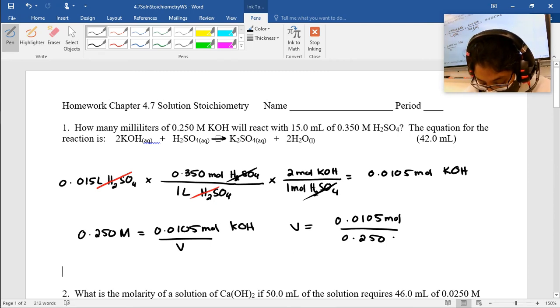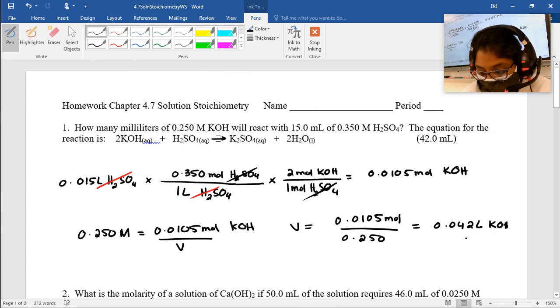Yep, that gives me, let me see, 0.042 liters of KOH. You can either translate this to milliliters or leave it as it is. And in milliliters, it's just 42 milliliters of KOH. There we go.